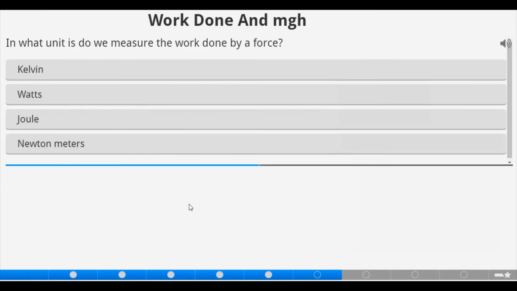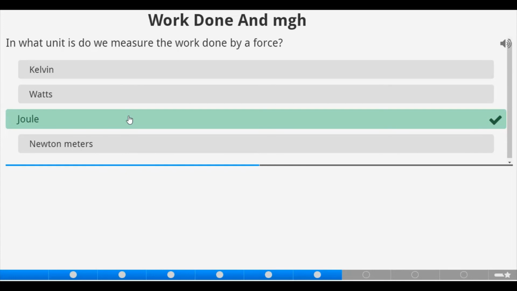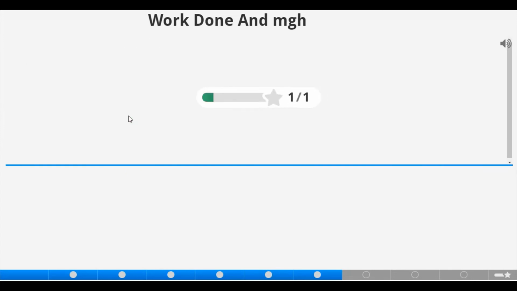Now, in what unit do we measure the work done by a force? Just like you've seen before, the work done by a force is measured in joules, or you can write it in terms of Newton meter, but joule will be appropriate. Let's click and see. That's correct. So 1 joule is equal to 1 Newton meter, but the appropriate unit is joules.